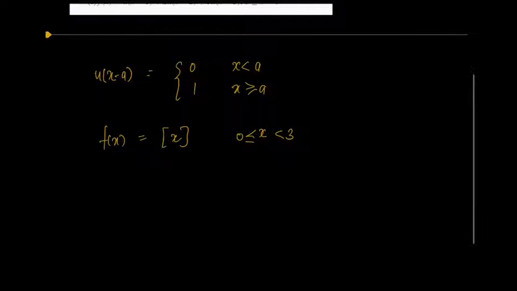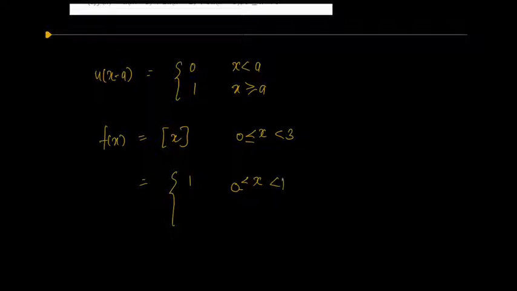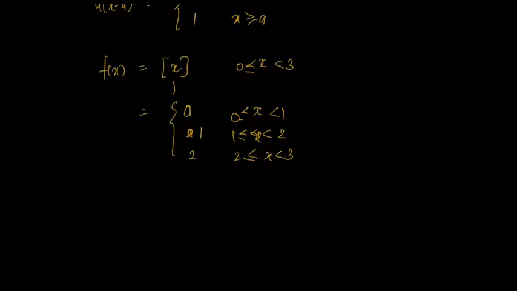So now we know the values of the greatest integer function are integers. If we split it, it will give 0 for x between 0 and 1, it will give 1 for x between 1 and 2, and it will give 2 for x between 2 and 3. So this is the basic definition of this function, and now we can apply our unit function method.